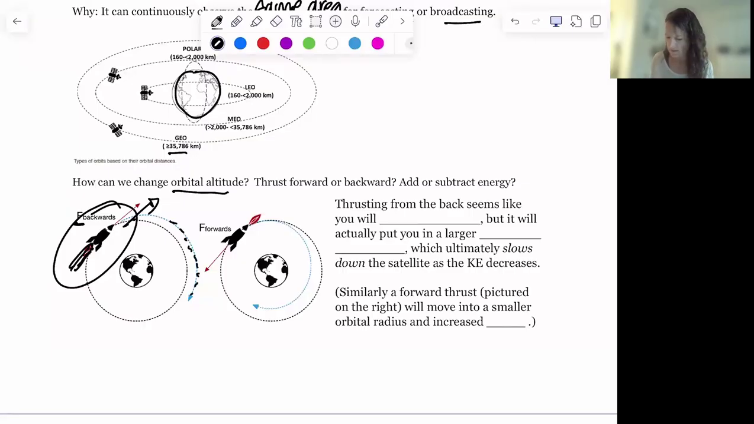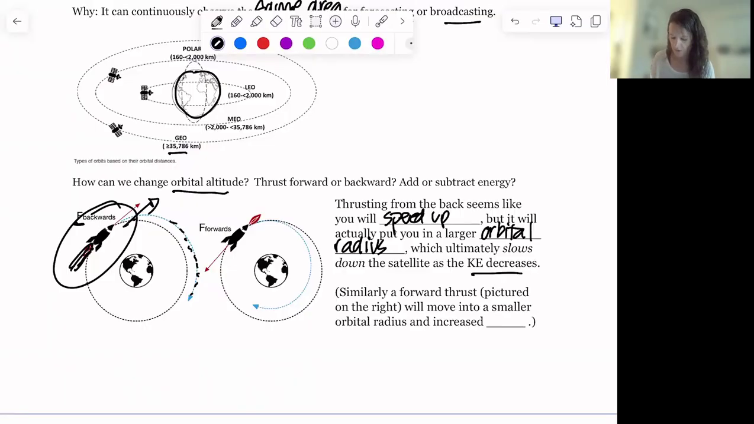But the interesting thing about this is it says thrusting from the back seems like you will speed up, because if you could imagine, if you're in a rocket and you shoot out of the back, you're like, pew, speeding up. But it'll actually put you into a larger orbital radius, which ultimately slows you down. And that's what's weird. The reason why is because your kinetic energy is going to decrease. So the further out orbit that you are in, relative to Earth, you will have a slower velocity as you're orbiting. And so because of that, you have a decrease in your kinetic energy.